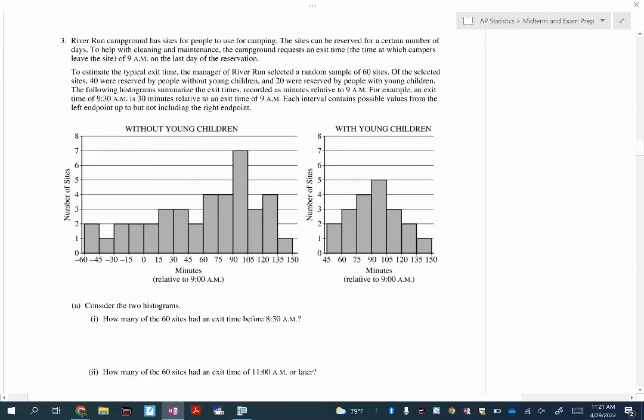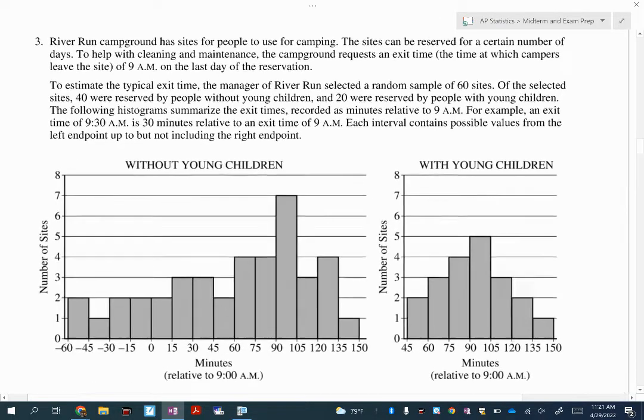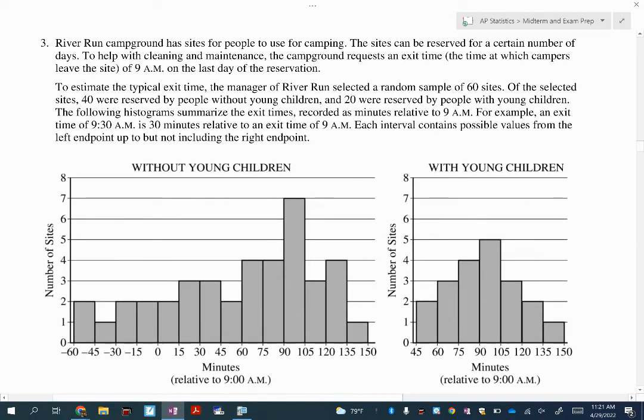Now, question number 3, you guys can go if you want to go now. Question number 3 is going to be talking about this campground at River Run. And the way that they're showing you these histograms is you've got campsites where the campers don't have any young children. And then we have other campsites where there are young children. It says 20 had young children and 40 did not have young children. Bye, guys. Have a good weekend. All right. So just keep that in mind when you're reading these.